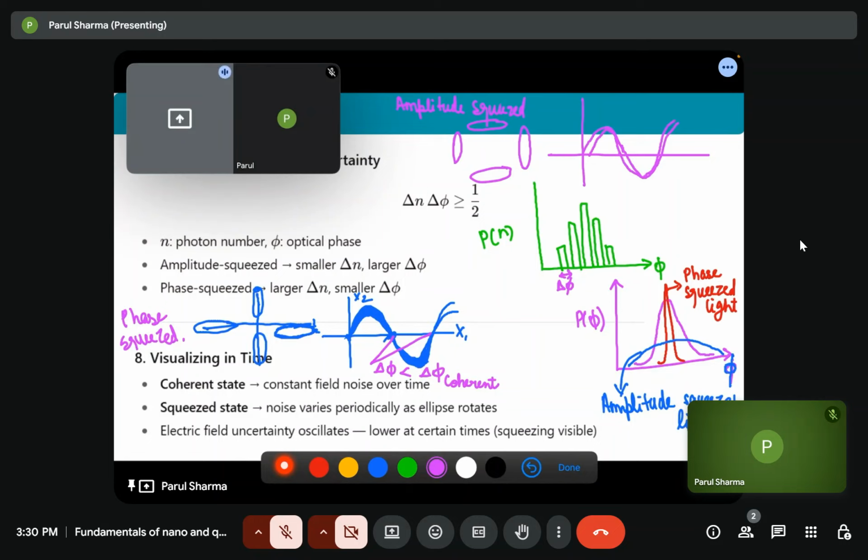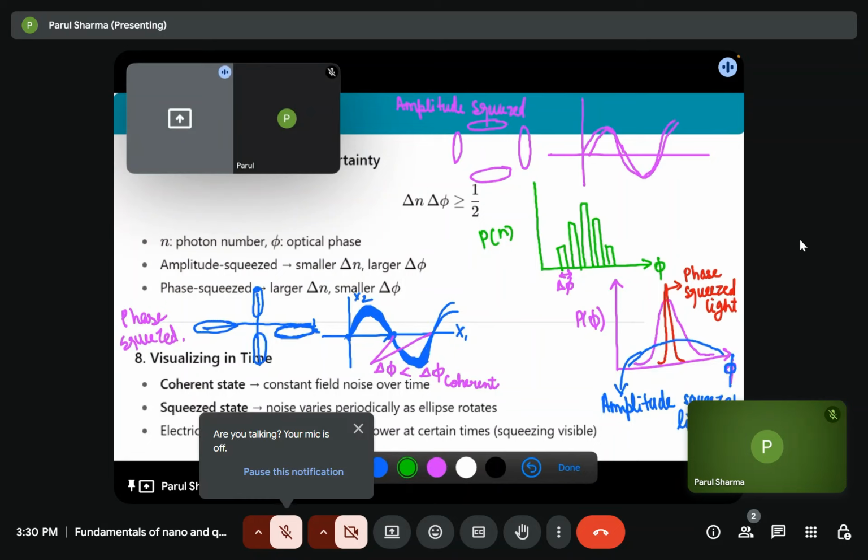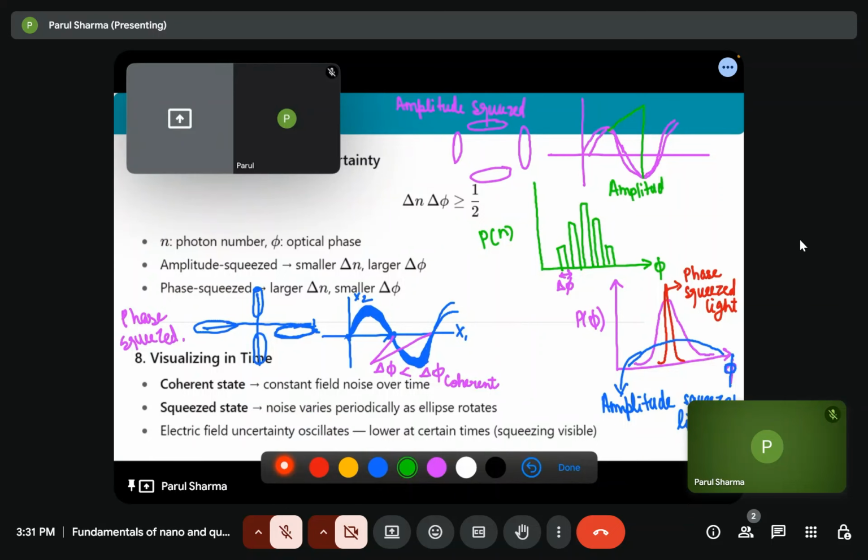And in this case, at these points, amplitude fluctuations is smaller than delta A coherent. Not at all the time instances, just for certain time instances.